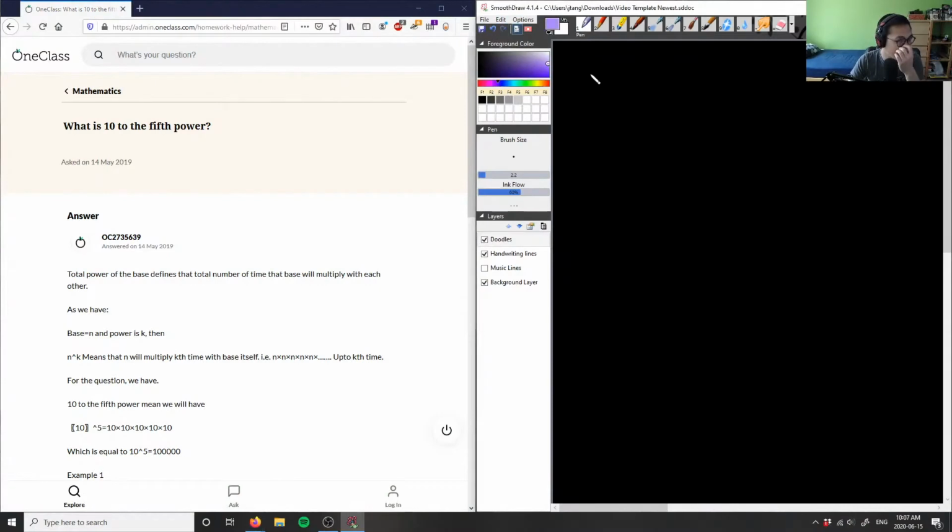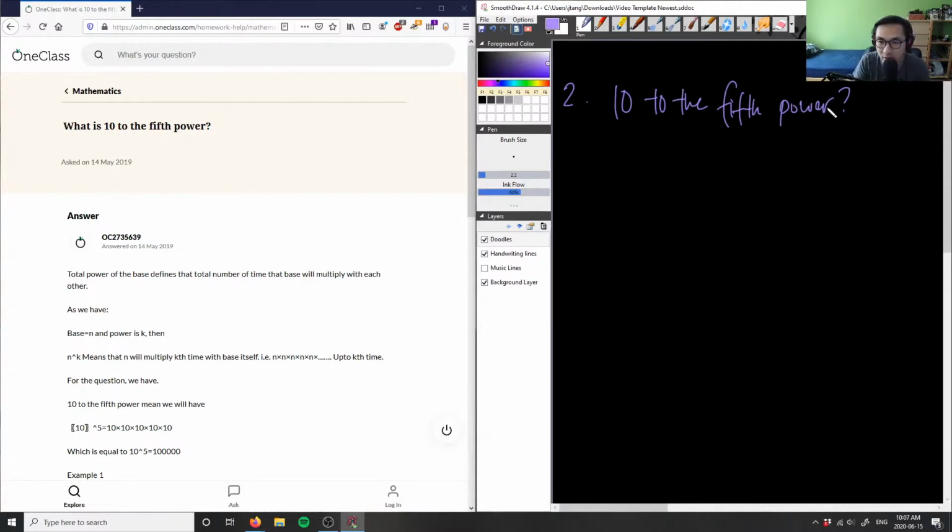Number 2, what is 10 to the 5th power? So we want to find 10 to the 5th power. What we have here is some type of exponent. You would probably see exponent laws in grade 9, or in pre-algebra or algebra 1. This is asking us what is 10 to the power of 5.